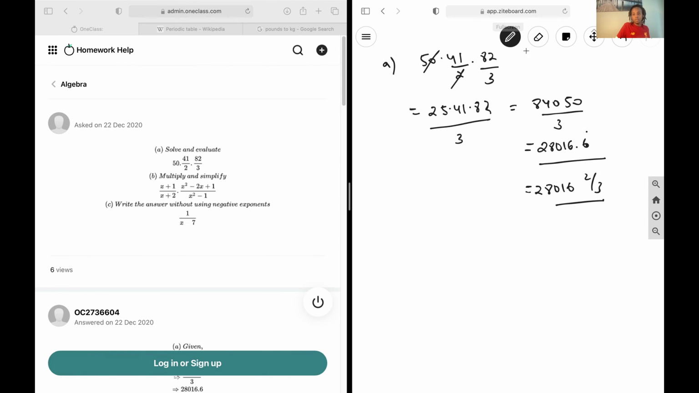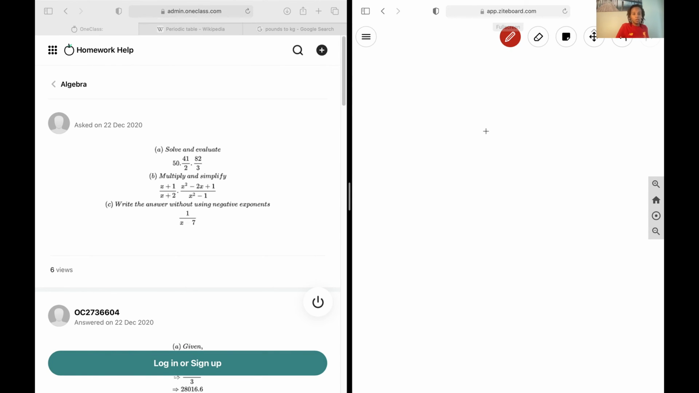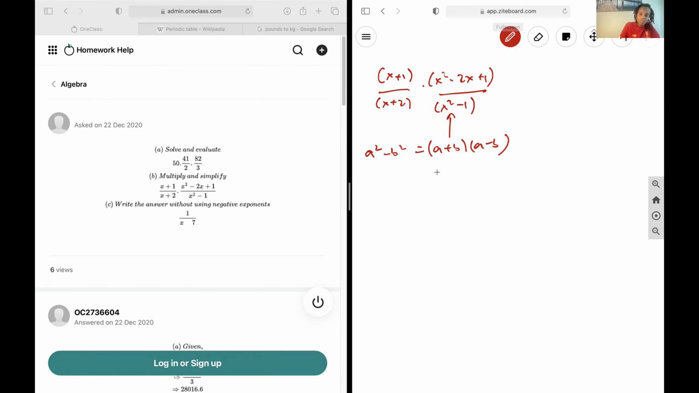Next up, we would like to multiply and simplify. So we have x plus 1 over x plus 2 multiplied by x squared minus 2x plus 1 over x squared minus 1. First up, we're going to use the difference of squares here. So we know that a squared minus b squared is equal to a plus b into a minus b. So we get x squared minus 1 squared is going to be x plus 1 into x minus 1.